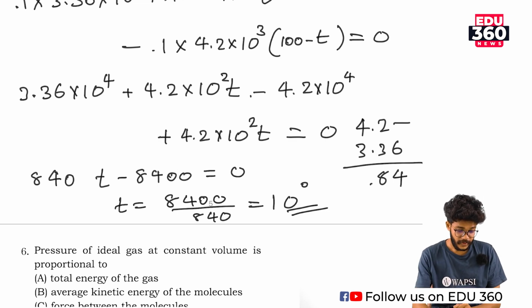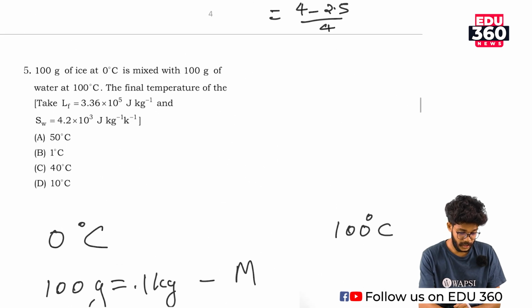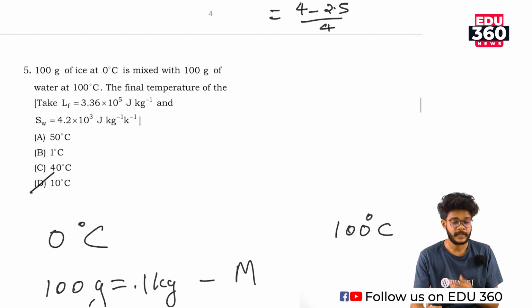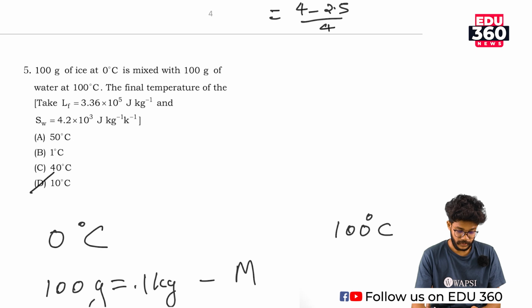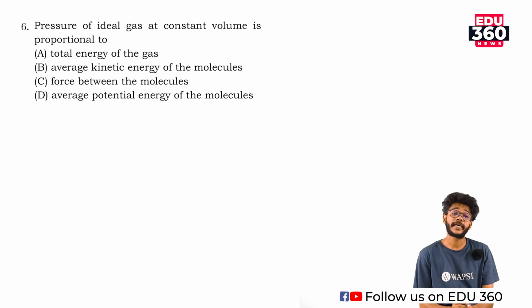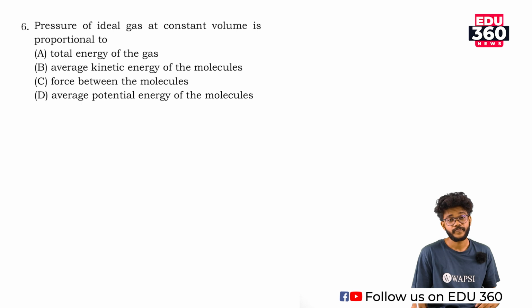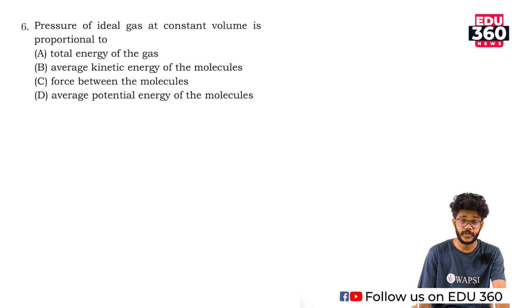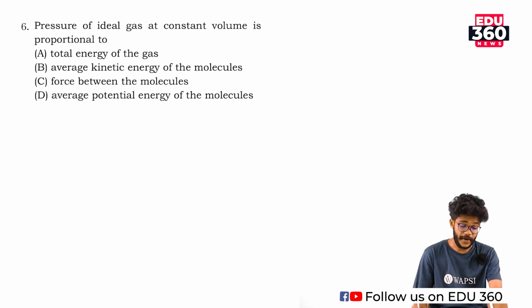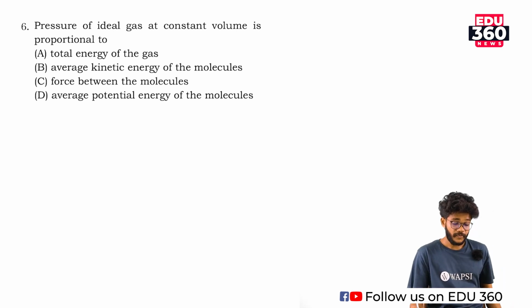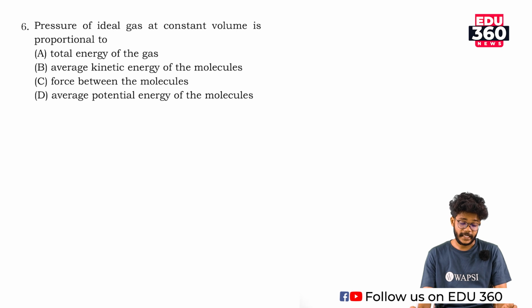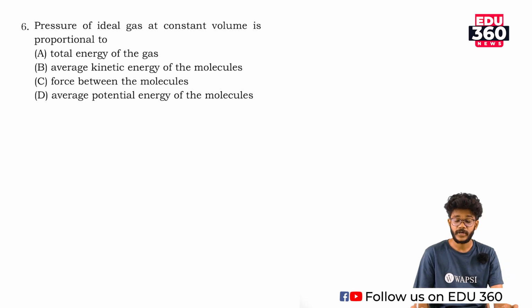Then we can check with our options. Option D is the correct answer, 10 degrees Celsius. Then we can move to the next question, the sixth question. The pressure of an ideal gas at constant volume is proportional to: option A, total energy of the gas; B, average kinetic energy of the molecule; C, force between the molecules; and D, average potential energy of the molecule.